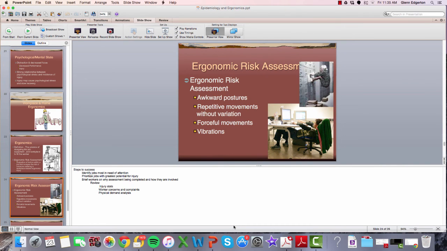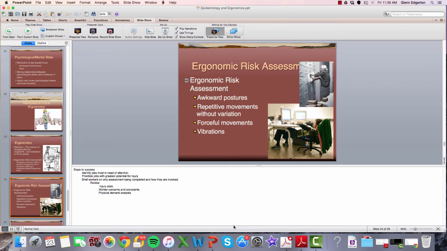So when you do one of these ergonomic risk assessments, you're looking for things like awkward postures or repetitive movements without variation, meaning that you're constantly doing these repetitive things that are always in the same fashion, and you may not be getting the breaks that you need. Are you doing forceful things like this lady up here in the upper right-hand corner who's trying to open up this locker? Pretty forceful. What's going to happen when that locker actually opens?